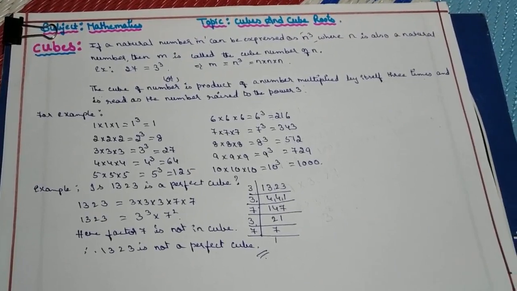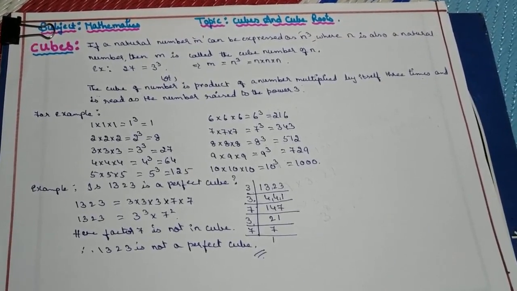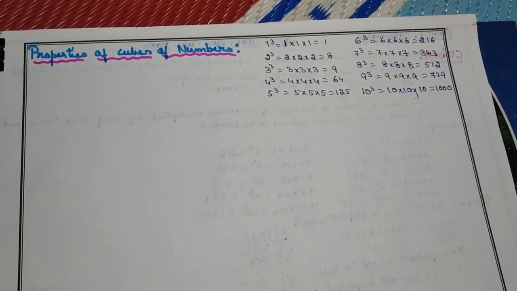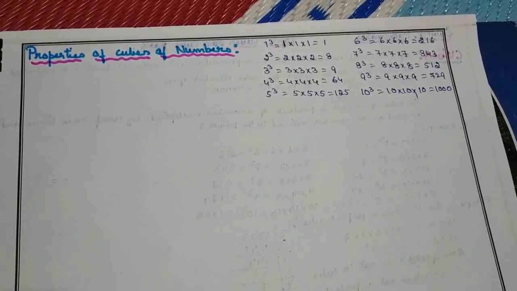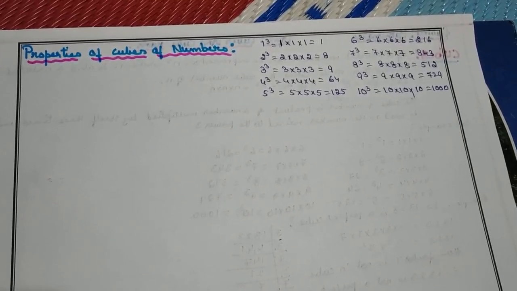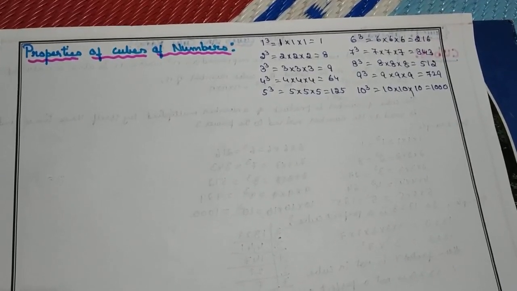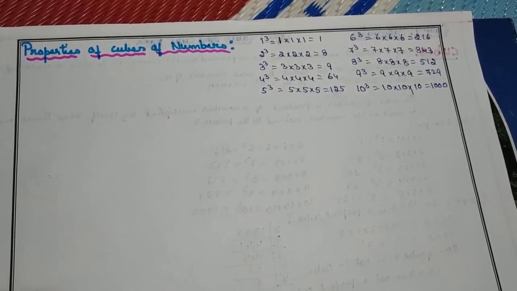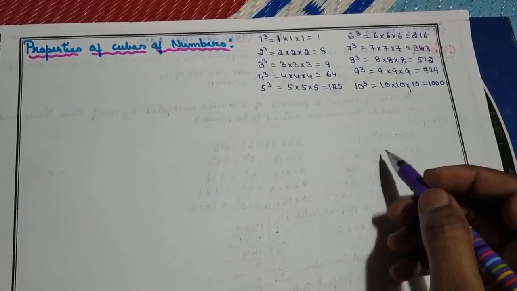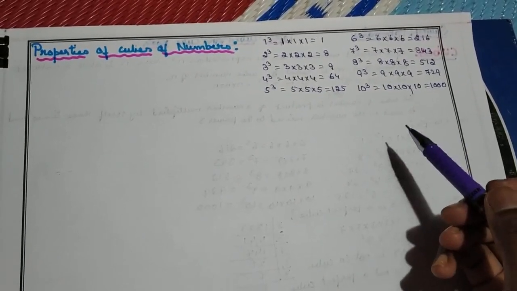So now, coming across the definition of cube, let us learn the properties of cubes of numbers. Let us now keep the natural numbers from 1 to 10 in mind, and let us know the properties of it. The first property is the cube of an even number is always even, whereas the cube of an odd number is always odd.